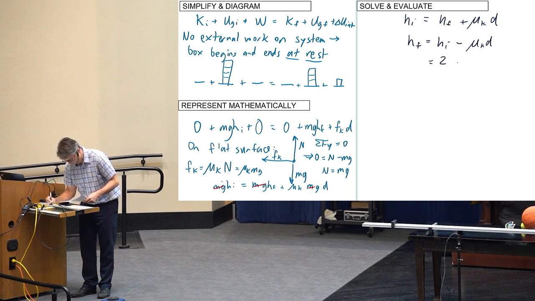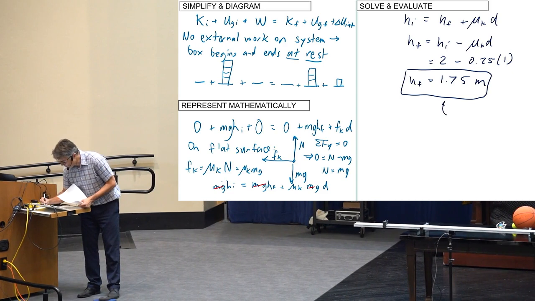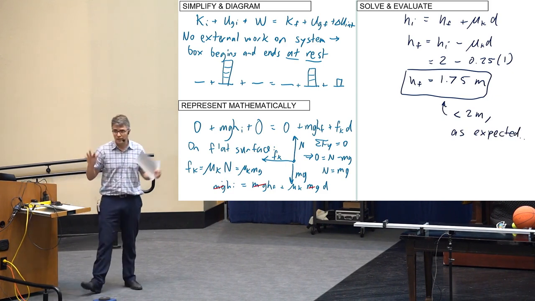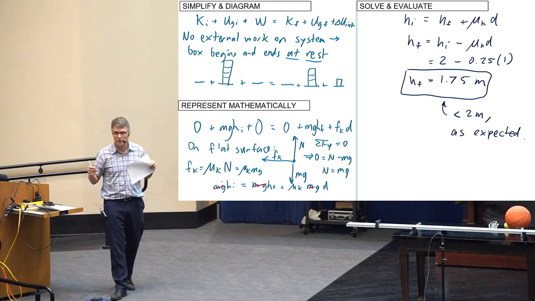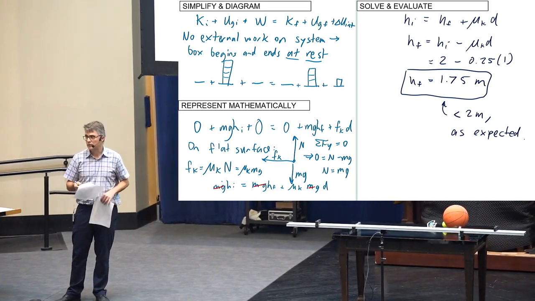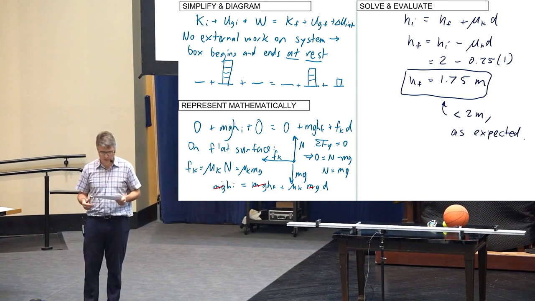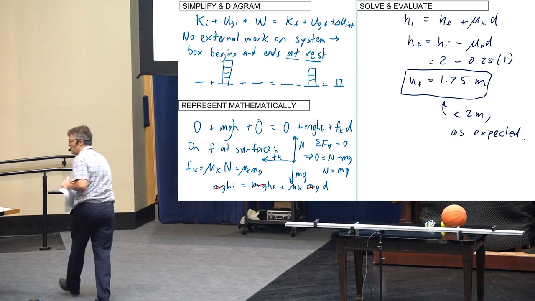So it's equal to 2 meters minus 0.25 times 1, and you get 1.75 meters, which, as we expected, is a little less than 2 meters. This is a big thing they do in the book; they call it the evaluate step. You look at your final answer. I call it the sanity check. Does it make any sense? This one seems to make sense. If you got something bigger than 2, that to me wouldn't make sense because it would have to get some extra energy from somewhere. Okay.